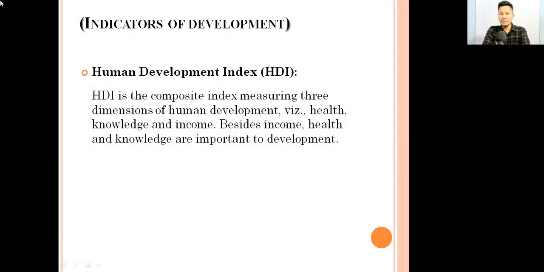Now, Human Development Index, in short HDI. Let us see what is Human Development Index. Human Development Index, HDI, is a composite index measuring three dimensions of human development: health, knowledge, and income. Besides income, health and knowledge are important to development.